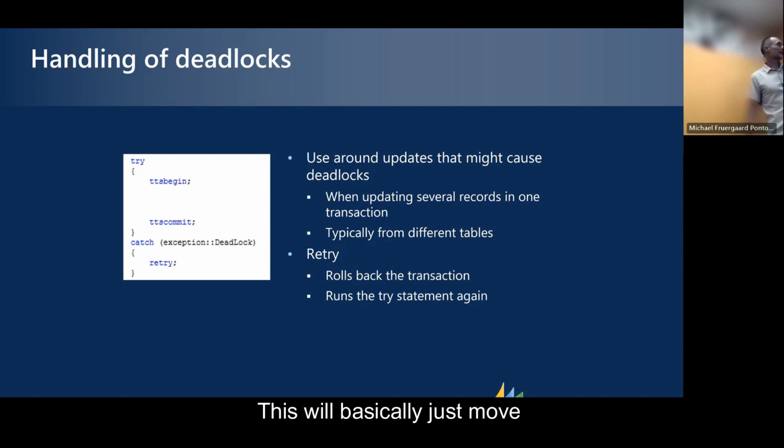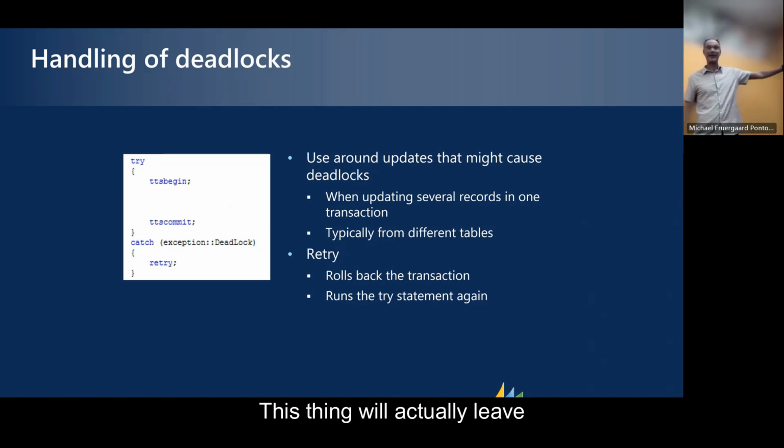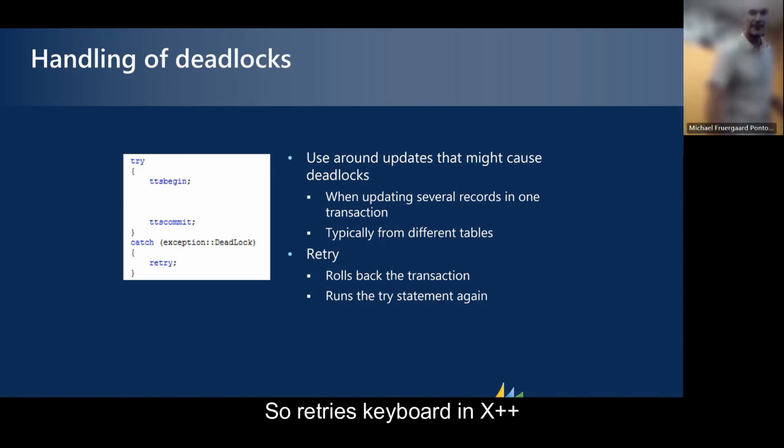This will basically just move the next instruction pointer up to the first statement inside the try block, just like you would expect. The transaction has been rolled back, so we're just starting all over again. So again, nothing bad happened. This thing will actually leave some message on Infolog about a deadlock. So this is not how to write it. I'll show you how to do it, but basically you can retry. And so retry is the keyword in X++.